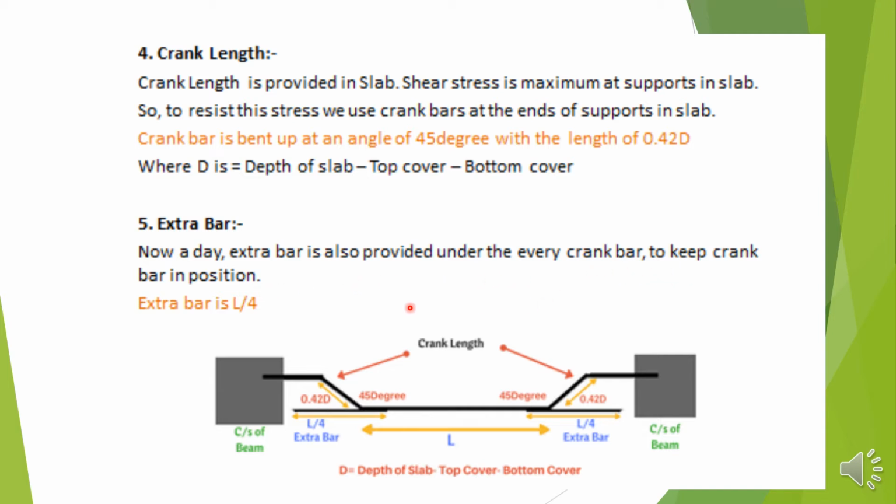Extra bar. Nowadays, an extra bar is also provided under every crank bar to keep the crank bar in position. Extra bar length is L by 4. This is what I call L by 4. D is equal to the depth of the slab minus top cover.